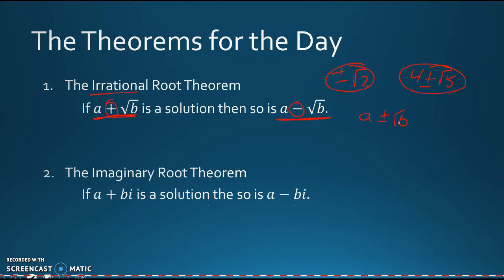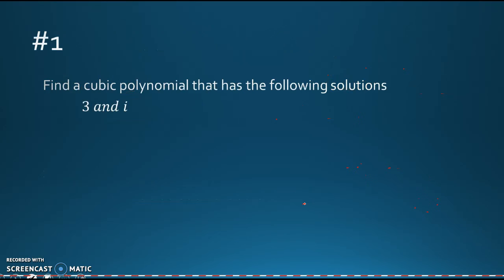The other theorem of the day is the imaginary root theorem. So those also have conjugates. So we have imaginary numbers like i, or 5i, or even 3 minus 2i. And so we should know that if i is a solution, then so is negative i. If 5i is a solution, then so is negative 5i. If 3 minus 2i is a solution, then so is 3 plus 2i. In other words, if a plus bi is a solution, then so is a minus bi. Those are conjugates of each other, and if one of them is a solution, then the other one must be a solution as well. So let's see how this applies to real problems.